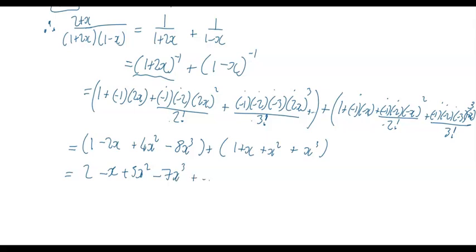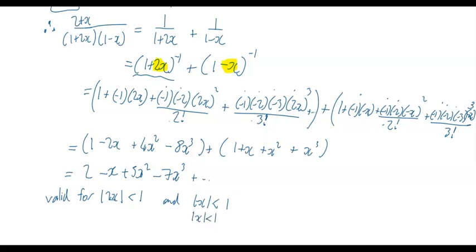Okay, the question said, for what values is this valid? So you have two things to look at here. The first one is valid for modulus of 2x is less than 1, and it's also valid for this one as well. So you have two conditions: modulus of 2x less than 1, and also modulus of minus x strictly less than 1. We'll sort this one out first. That's the same as just modulus of x is less than 1.